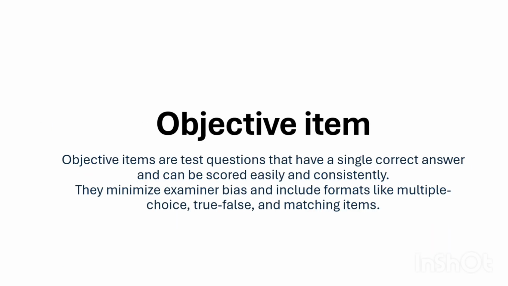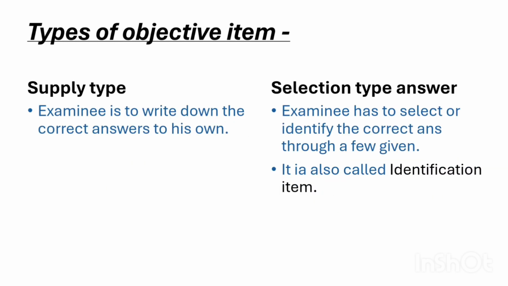Objective item. Objective items are test questions that have a single correct answer and can be scored easily and consistently. They minimize examiner bias and include formats like multiple choice, true false, and matching items.